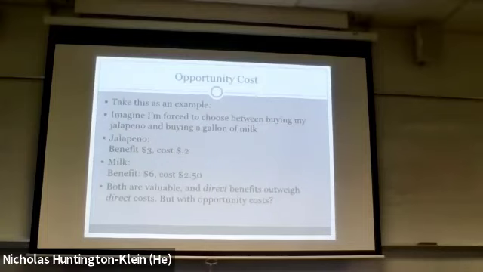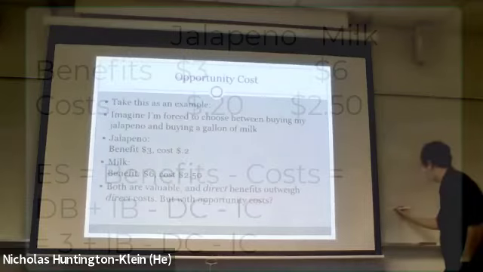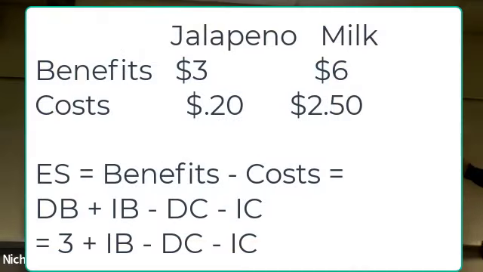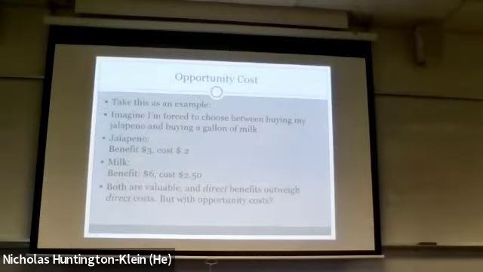Anybody? Yeah, $3. Right? If we buy the jalapeno, we actually tangibly get the jalapeno, which we valued at $3. So that's the actual value of what we get. The thing that we touch is the $3 jalapeno. All right. What's the indirect benefit?